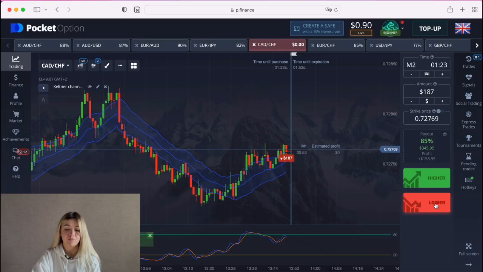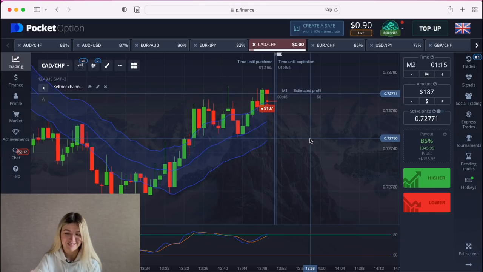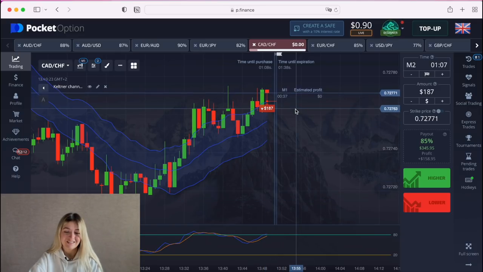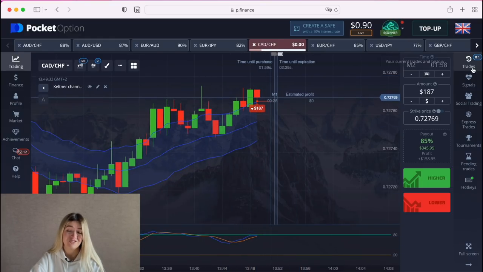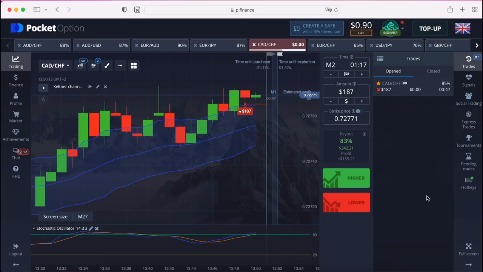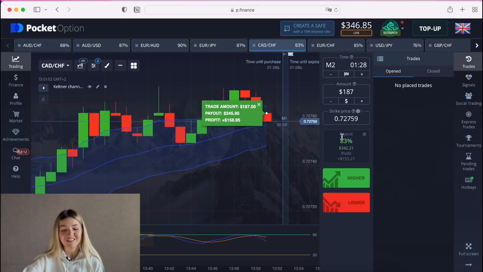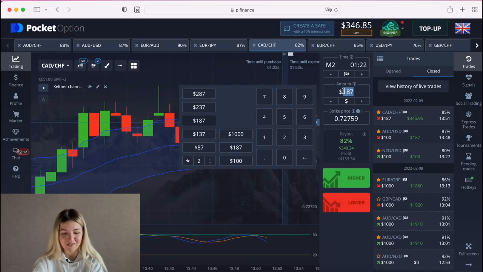Well guys, I want to make a put option here on 2 minutes. Okay, let's wait till the end of our trade. We see that the green candle crossed the Keltner channels line, and also stochastic oscillator is in overbought conditions. Well guys, we have profit, really good. Yes, and let's continue. I'm going to change my trade amount.